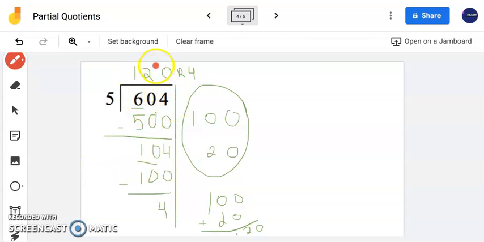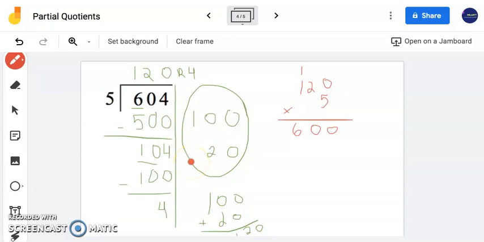So I'm going to take my quotient 120. I'm going to multiply 120 by my divisor, which happens to be 5. And let's see what happens. 5 times 0 is 0. 5 times 2 is 10. I'm going to carry my 1. My 0 goes in my tens place. 5 times 1 is 5, plus 1 is 6. Now, to determine that this is correct, you want your quotient multiplied by your divisor to equal your dividend.